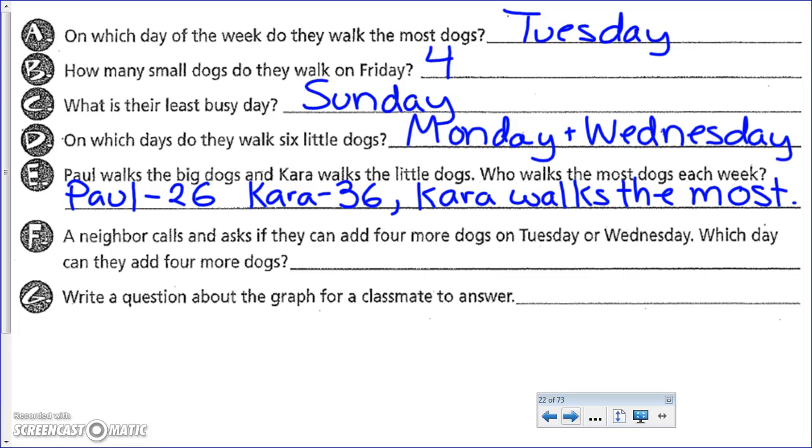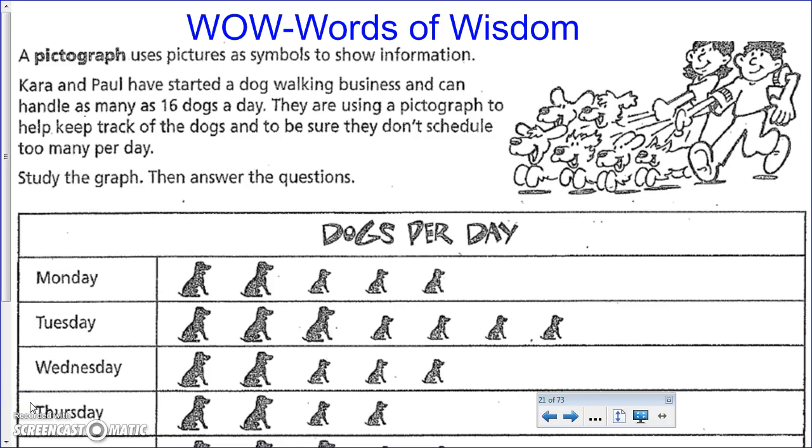For question F, a neighbor calls and asks if they can add 4 more dogs on Tuesday or Wednesday. Which day can they add 4 more dogs? Before Kara and Paul can decide which day they can add 4 more dogs, we need to go back and read the top, and it says that they can handle as many as 16 dogs a day. So we need to decide whether they can add 4 more dogs on Tuesday or if Wednesday is the better option.